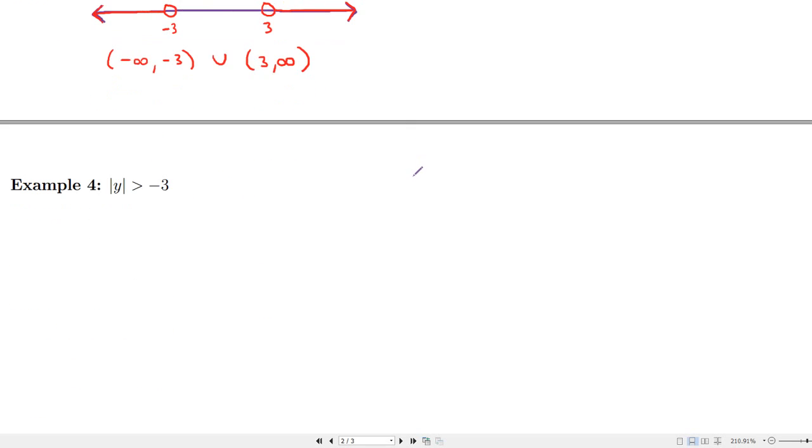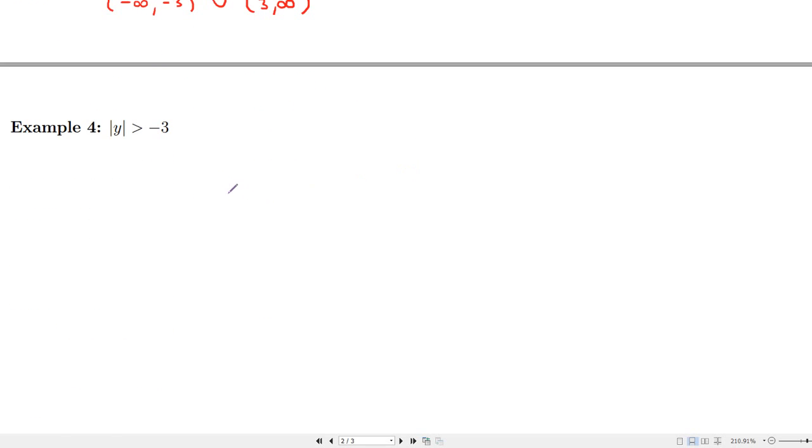Okay, so continuing. Well, here we have an interesting situation. This is kind of an interesting situation because we have this negative over here. If you actually think about it real quick, you can see that this is always going to be true. Because when you take the absolute value of something, what do you get? You always get a non-negative, right?